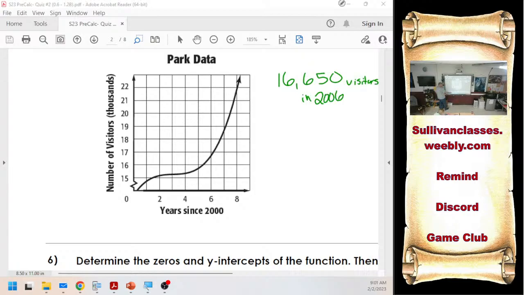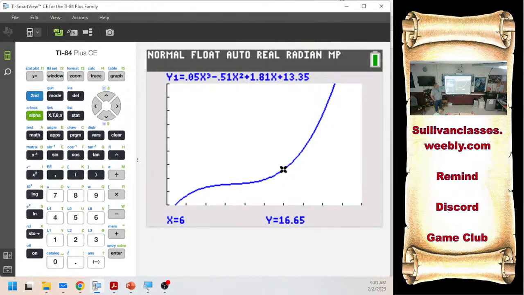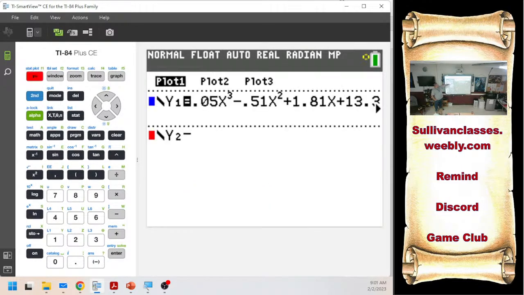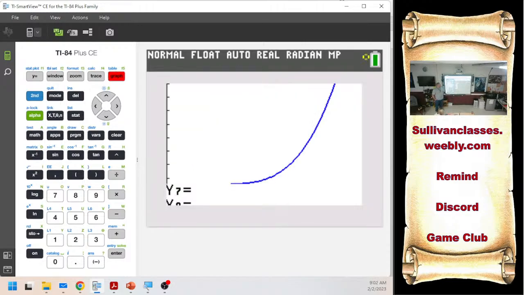And they're asking, when did the visitors hit, what was it, 20,000? Okay. Probably one of the quicker ways to do that is just put 20,000 into the second y. Do I put 20,000? The scale says by thousands, right? So just put 20. Graph. Go find yourself an intersection.